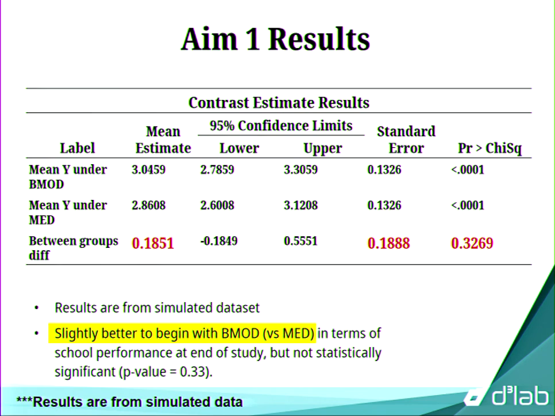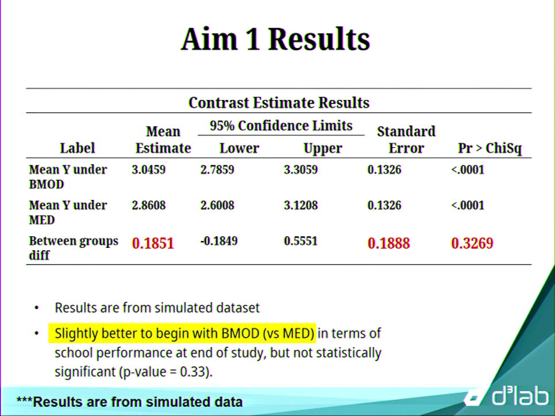All right. So this is what the results look like on the fake data. You see, this is the mean outcome under BMOD, school performance at the end of the school year. This is the mean outcome under MED. And that's the difference between them. So what would you conclude? Tell me. Here's your p-value. Here's the confidence interval, right? So what would you conclude?